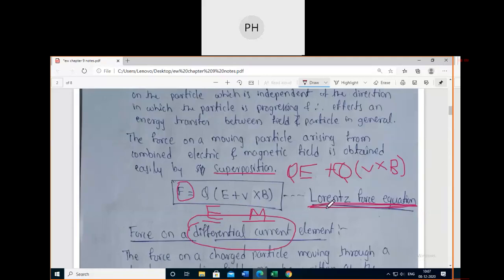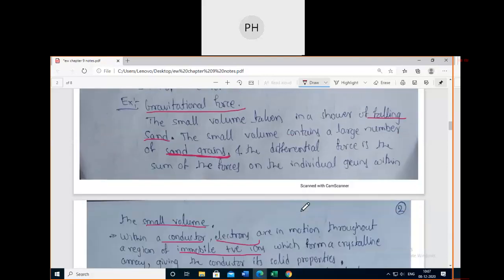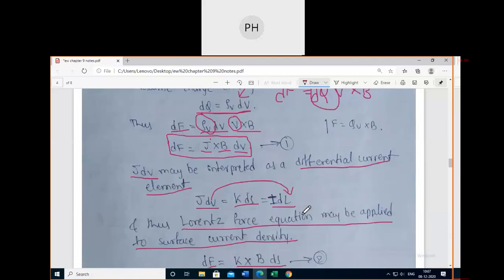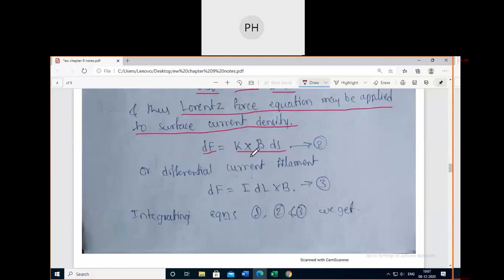This is the Lorentz force equation: F is equal to Q into (E plus V cross B). Here we are taking it as a differential force, dF is equal to K into B cross dS, that is, K cross B into dS.